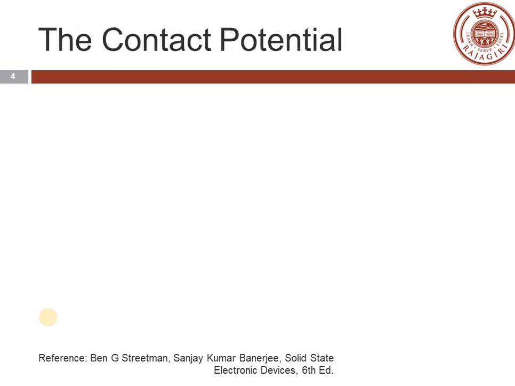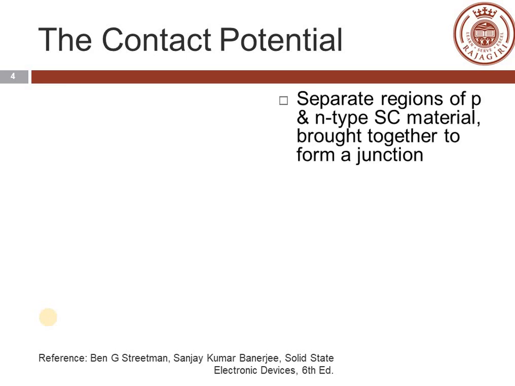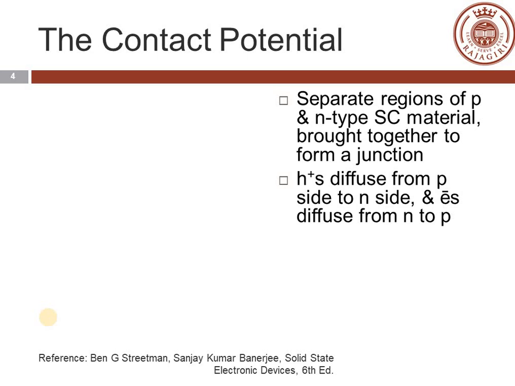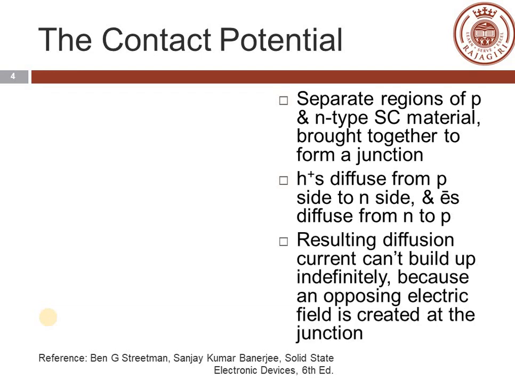The next concept we are focusing on is contact potential. When we have separate P and N type semiconductor material, that doesn't form a junction. Once you fuse this P and N semiconductor to form a junction, holes will diffuse from P side to N side, and electrons will diffuse from N to P side. Resulting in a diffusion current, which can't build up indefinitely because an opposing electric field is created at the junction. We'll see this diagrammatically.